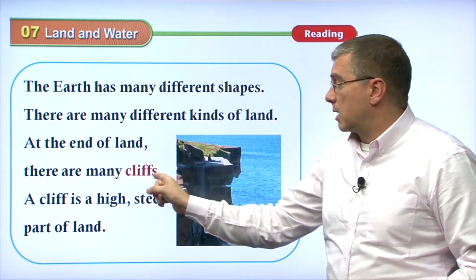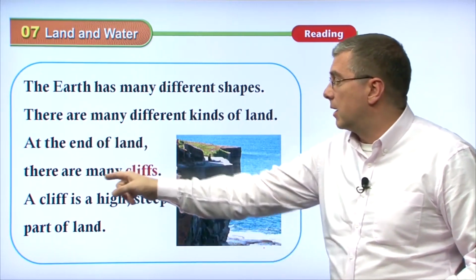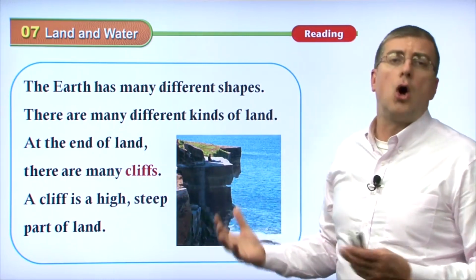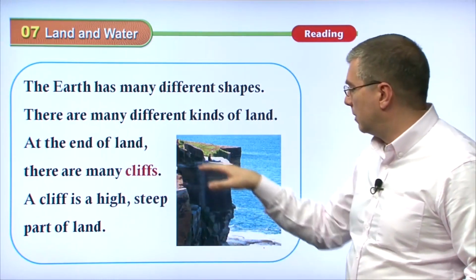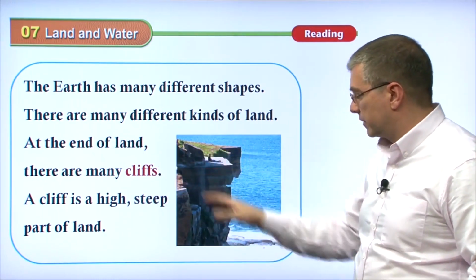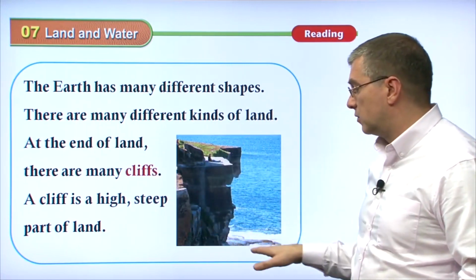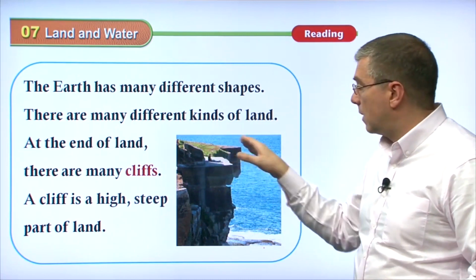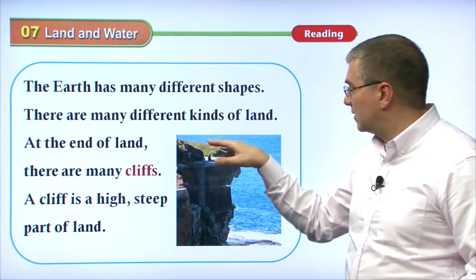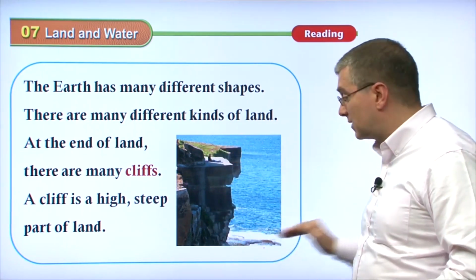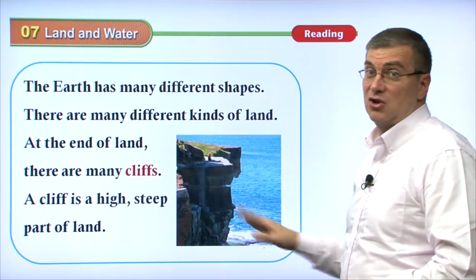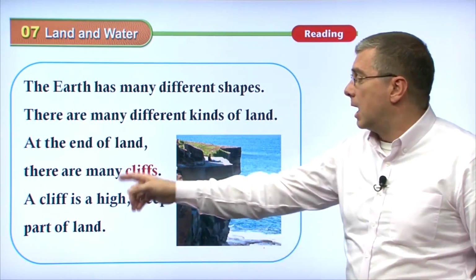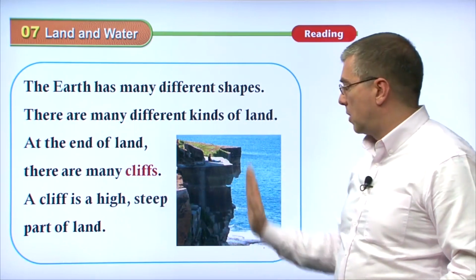So the first one, we're talking about cliffs. At the end of land, there are many cliffs. Well, not all land, of course. At the end of some land. I mean, you don't always have this. Sometimes it comes down to a beach. But at the end of some land, when it goes into the ocean, you have a cliff. And a cliff, again, is a sudden drop or a sudden rise, depending on your direction, right? A cliff is a high, steep part of the land.